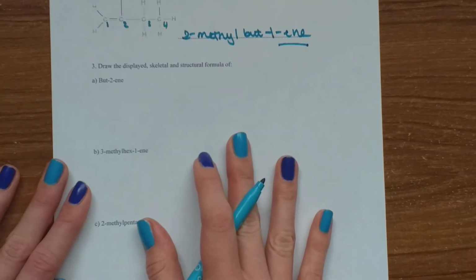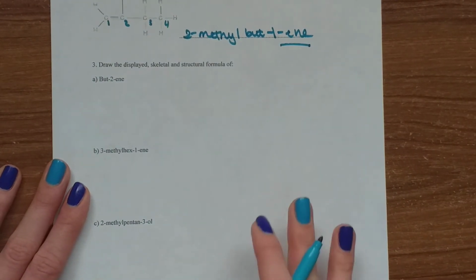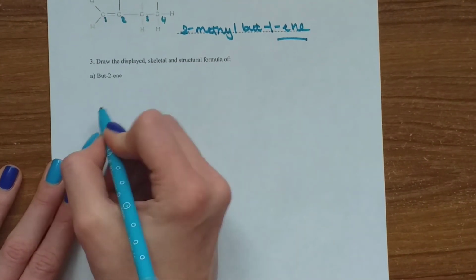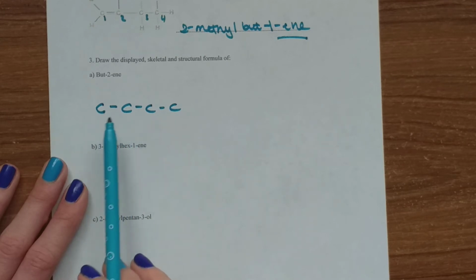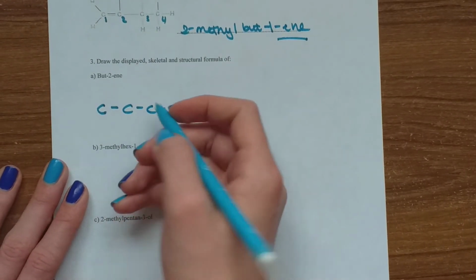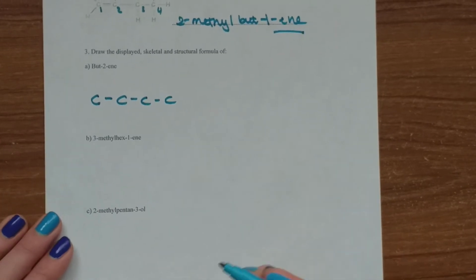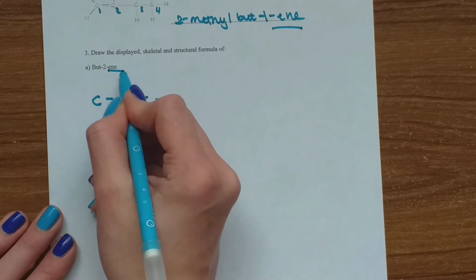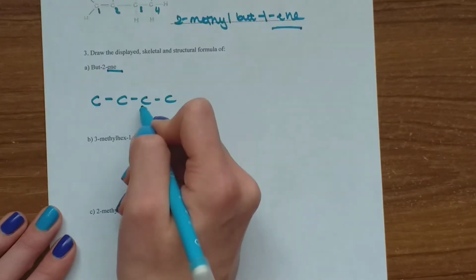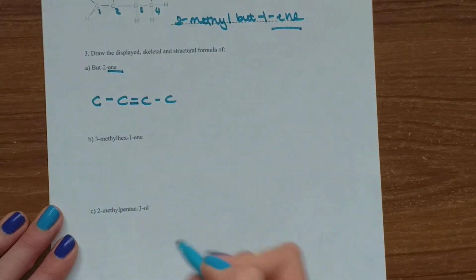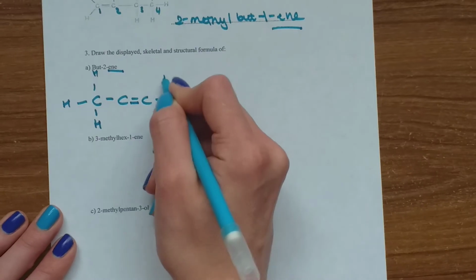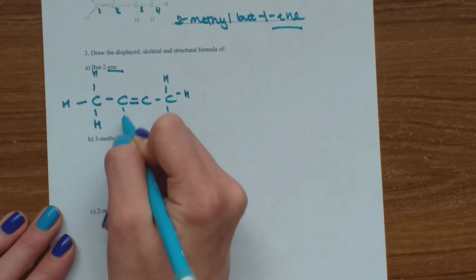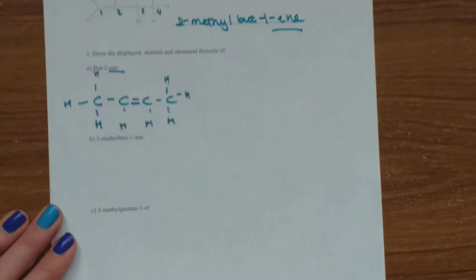Okay, now we are asked to draw the displayed, skeletal and structural formula of but-2-ene. So it's but, so we know it's going to be 4 carbons. We're going to draw the displayed formula first, because I think if you draw it, you straight away know what's going on. So we've got 2-ene, so we've got an alkene on the second carbon. You can do it from this side or from this side, it doesn't matter, because it's still going to be in the middle. So we have our hydrogens right here and our hydrogens right here, but because we have a double bond, we're only going to have 2 hydrogens and not these ones.